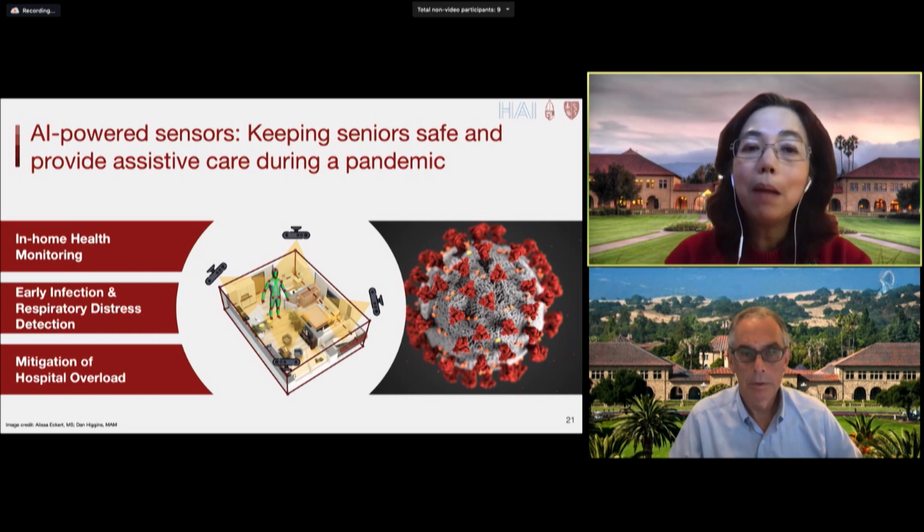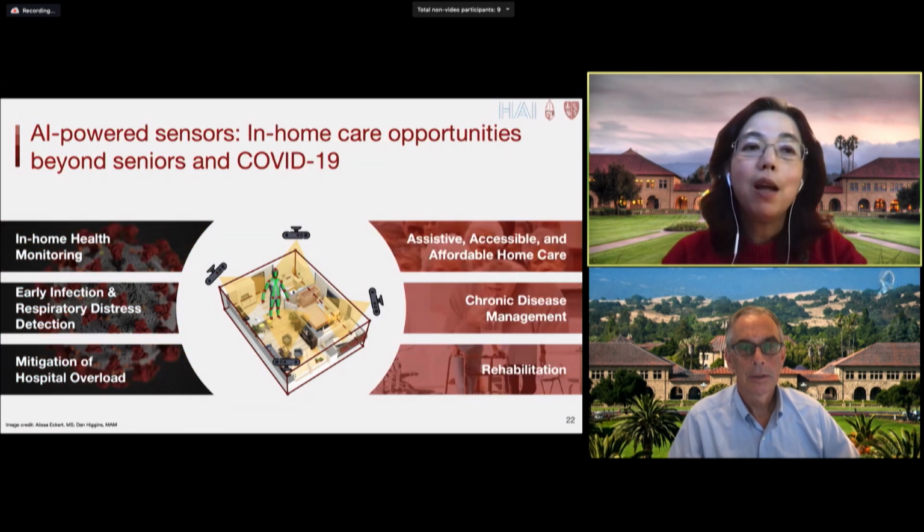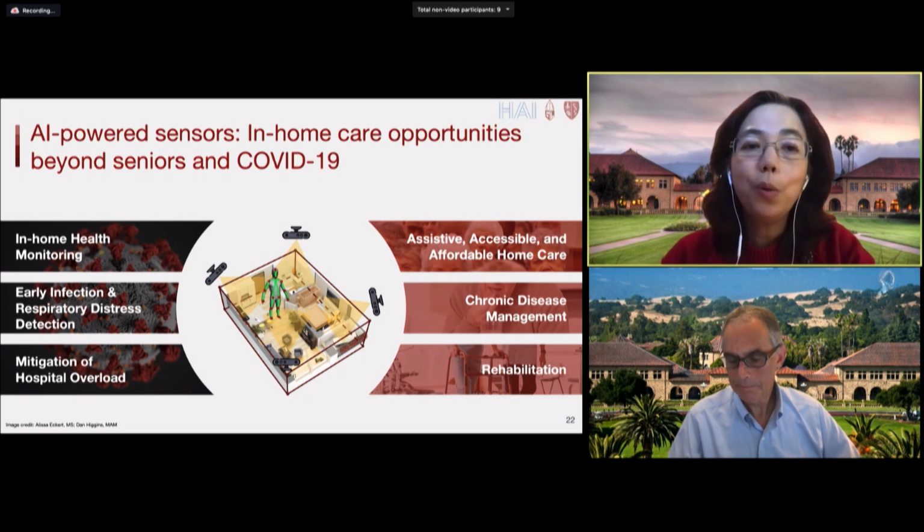while helping our families and clinicians to continue monitoring their health conditions. This is not only critical to help maintain social distance of this more vulnerable population, but also helps to mitigate hospital overload. Beyond COVID-19, the same technology can help seniors to live at home with continuous assistance, can help manage chronic conditions, and can also be useful for physical rehabilitation.